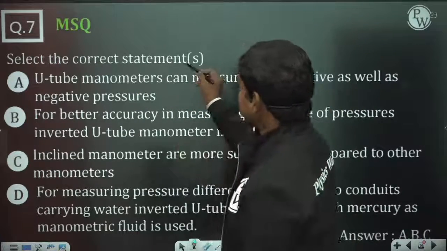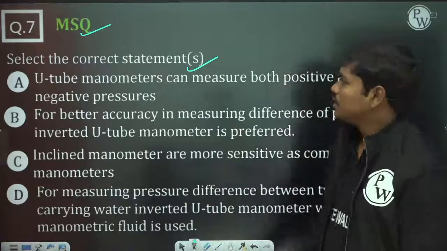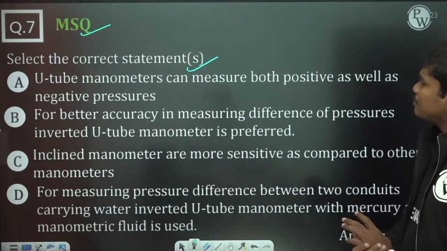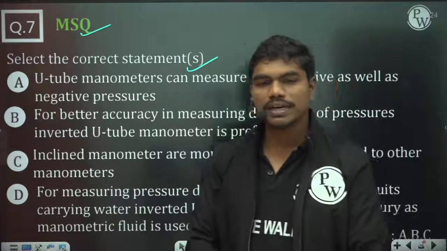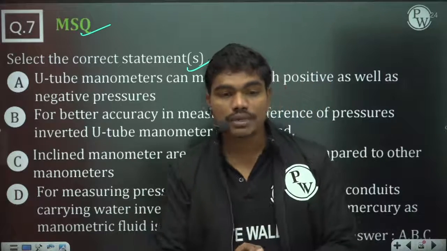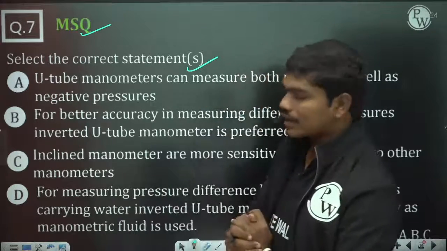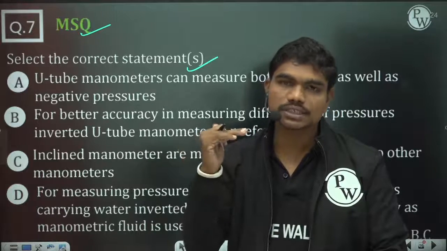Select the correct statement or statements. MSQ. Great. So tell me. First statement. U-tube manometers can measure both positive as well as negative pressures. Correct? Yes or no? Can U-tube manometers measure both positive and negative pressures? What is the meaning of negative pressures? They are talking with respect to atmosphere. Okay, atmospheric pressures. They are talking about gauge pressures and vacuum pressures.